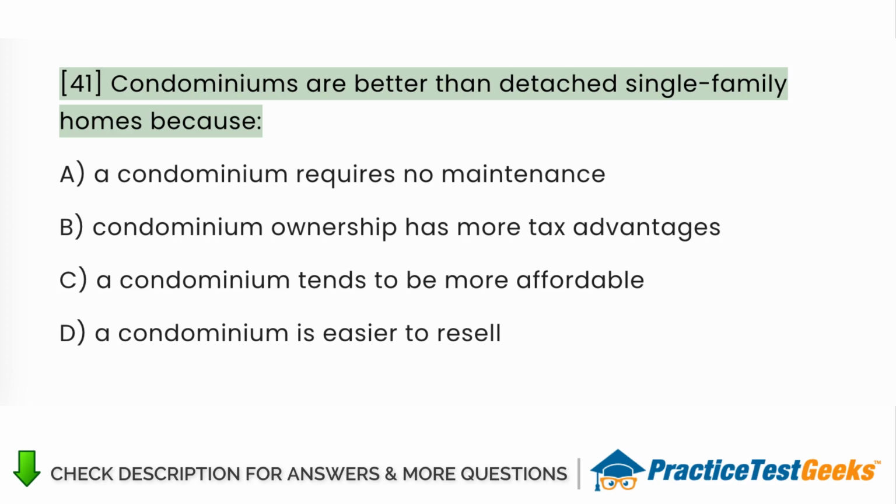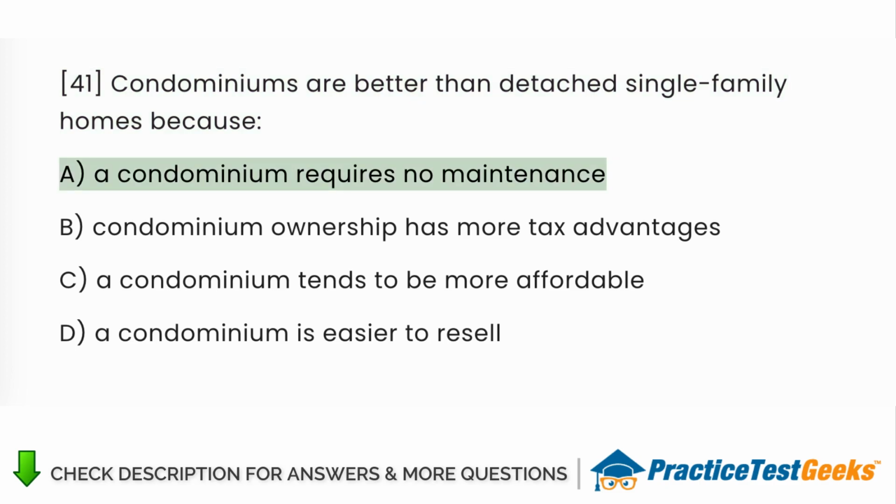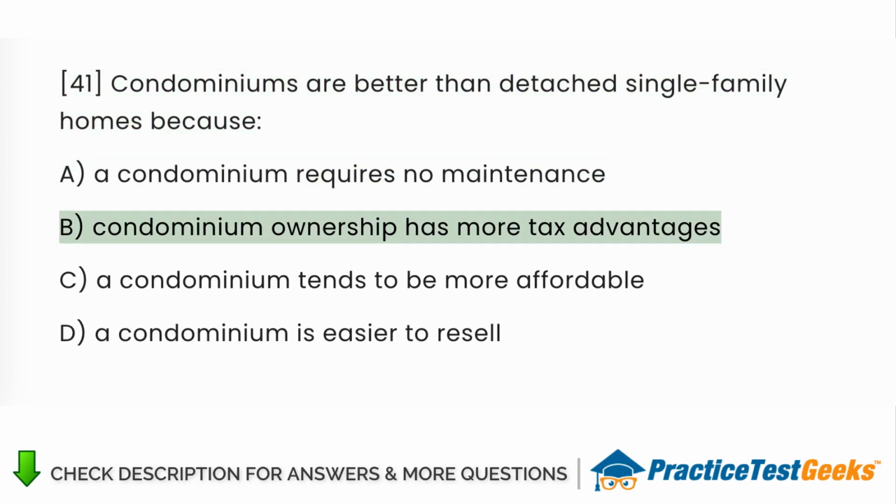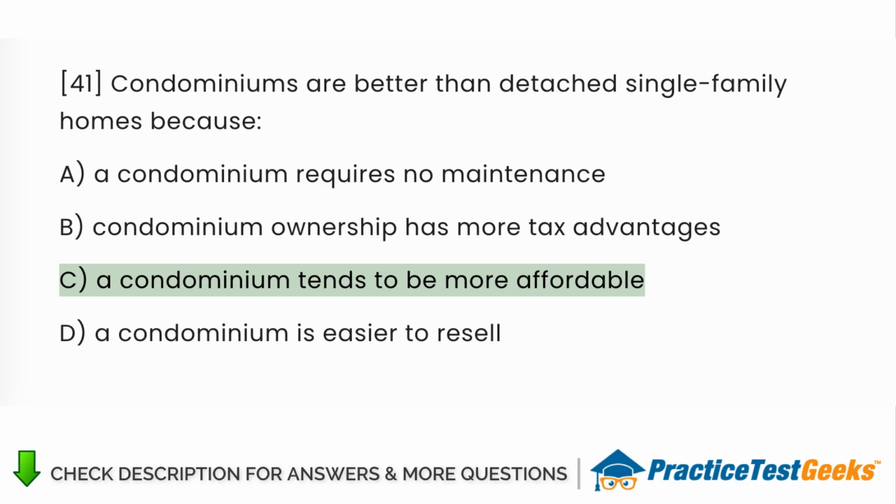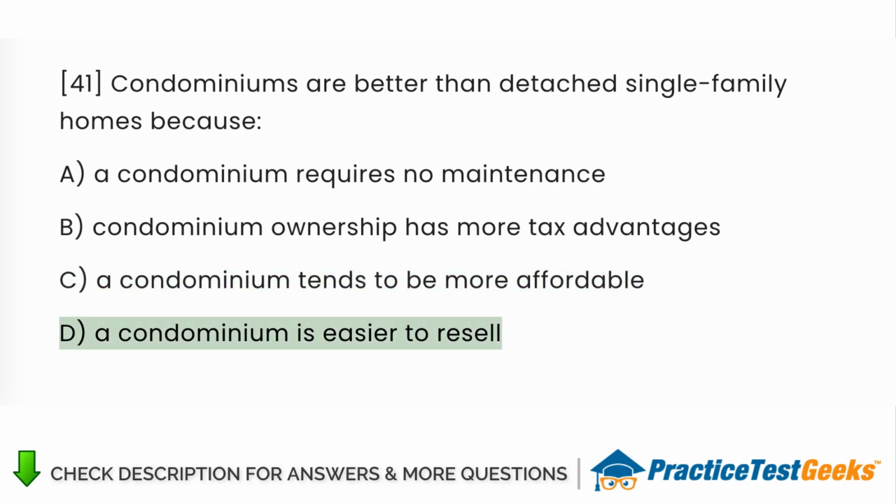Condominiums are better than detached single-family homes because: A. A condominium requires no maintenance. B. Condominium ownership has more tax advantages. C. A condominium tends to be more affordable. D. A condominium is easier to resell.